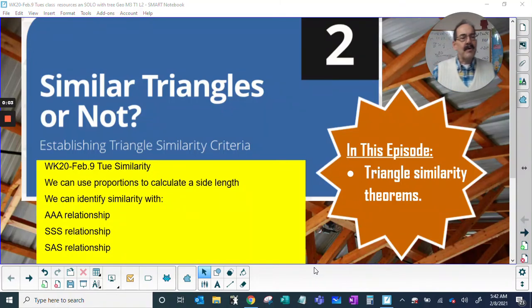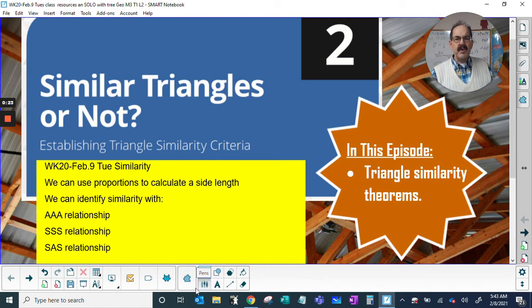Hey everybody, welcome back. Week 20. We're on February 8th, and we're on this idea of similar triangles. Just like on your phone, you take a photo, enlarge it, reduce it, but they stay in proportion. We don't distort. Okay? Well, how do we verify this?